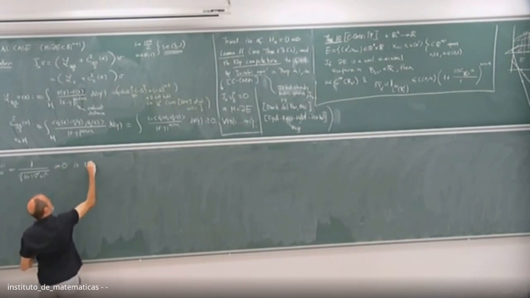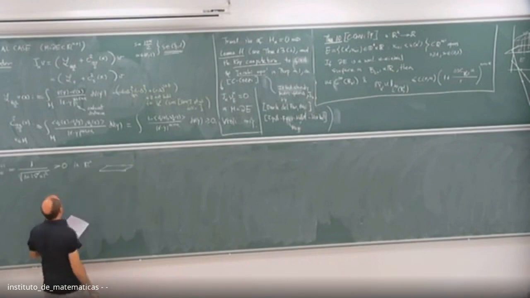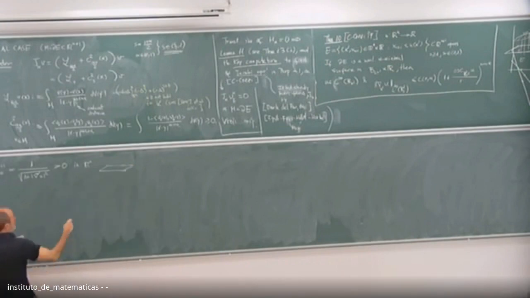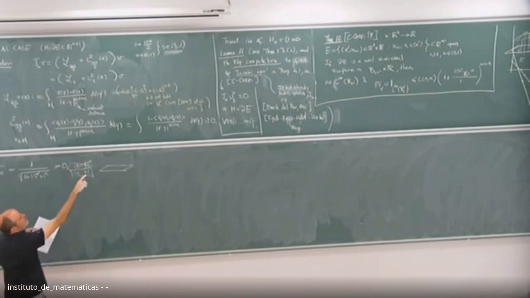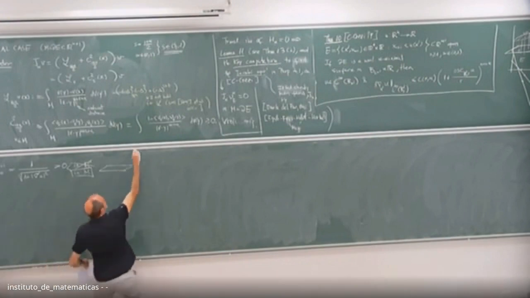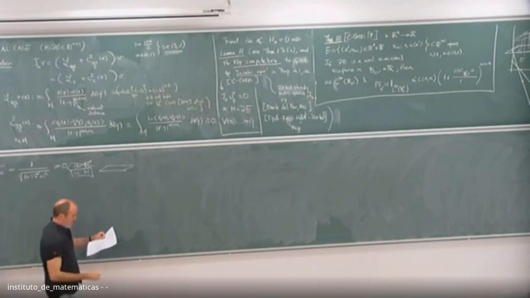And now I work downstairs, or in R^n. I can see it as a function of x prime, or I can see it on top of the surface. This is my choice, but I will have to integrate on the surface. The important thing is that it's positive.